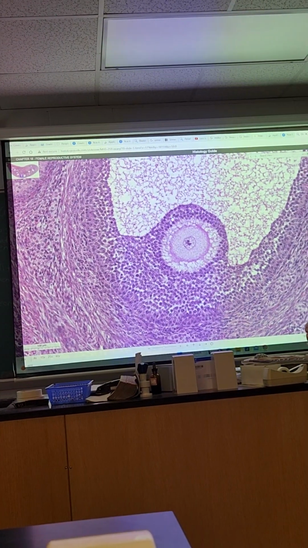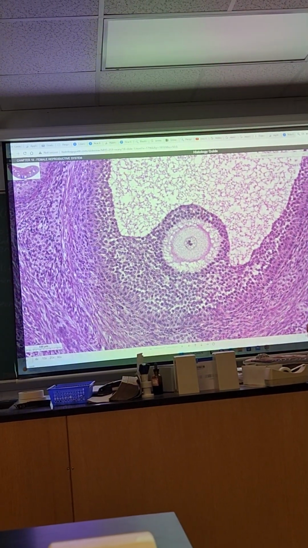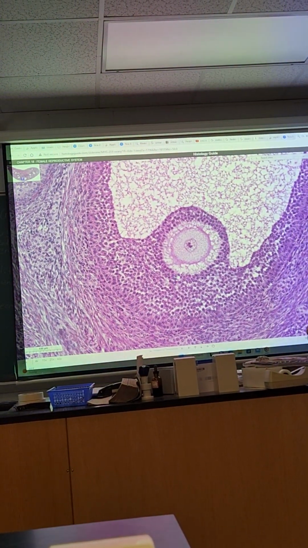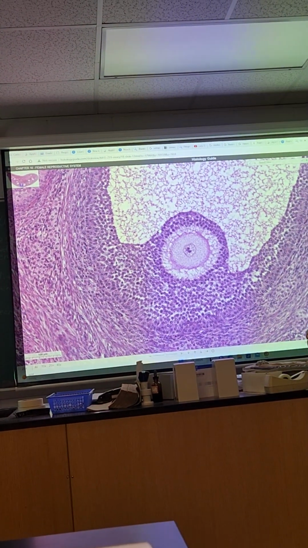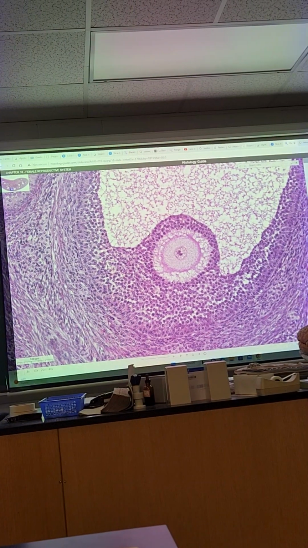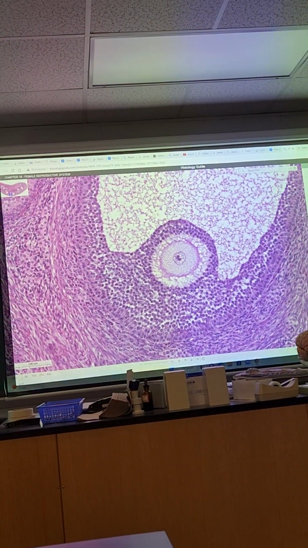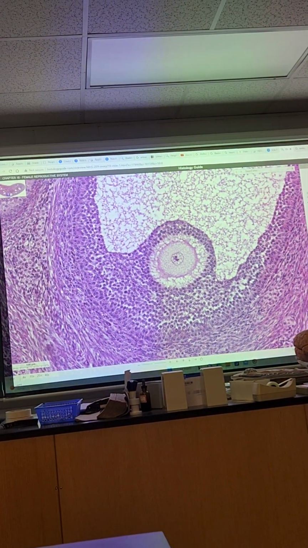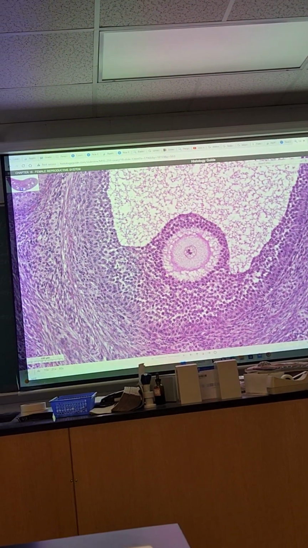Then what are the granulosa cells around the secondary oocyte? Okay, so these are called the corona radiata. What's a coronavirus? A virus with a crown, right? So this looks like a crown too around the egg, so that's the corona radiata.